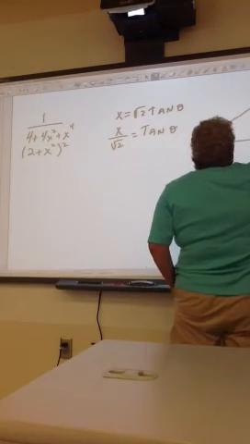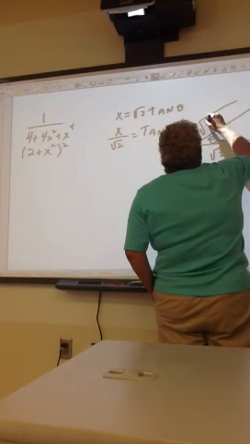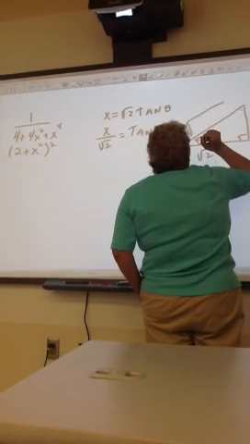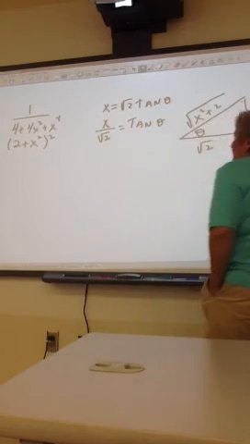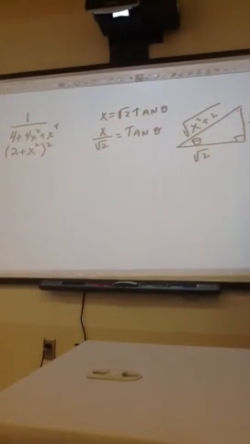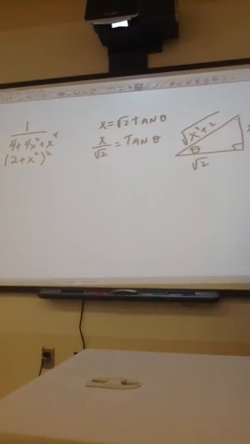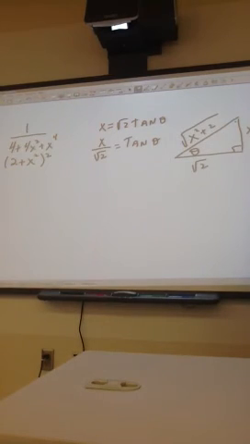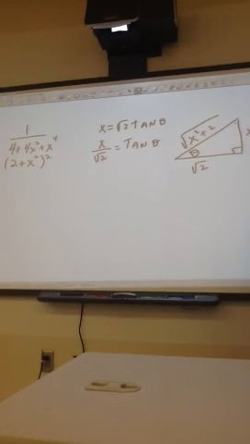Tangent is opposite over adjacent, and that made this that. X squared plus 2. And then if you use your secant, you would have secant theta equals square root of x squared plus 2 over the radical 2, and if you solve for secant theta, I mean you solve for x squared plus 2, so you can just plug it back in for what x squared plus 2 equals.